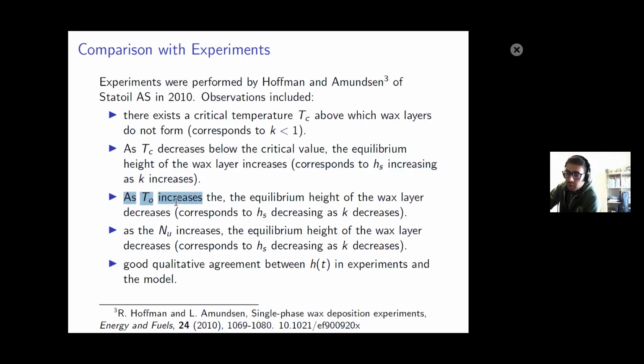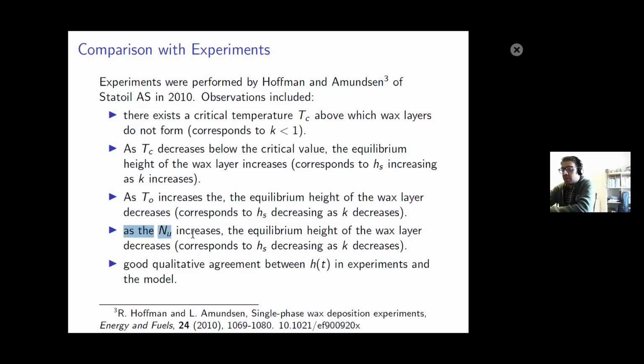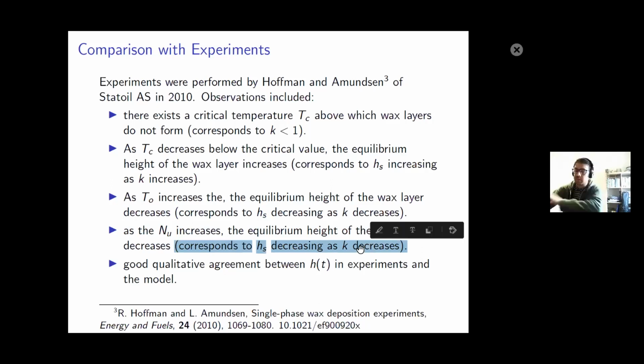Additionally, as the oil temperature, To, increases, the equilibrium height of the wax layer decreases. This was experimentally observed, and this corresponds to hs decreasing as k decreases. Additionally, as the Nusselt number increases, the equilibrium height of the wax layer decreases. This was experimentally observed, and in our model corresponds to hs decreasing as k decreases.